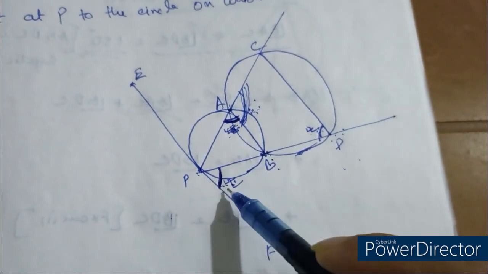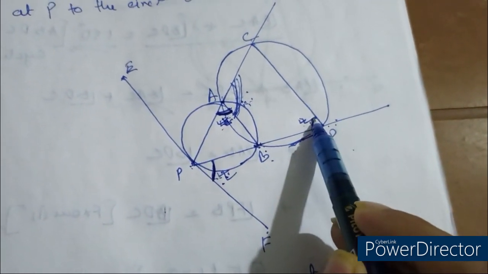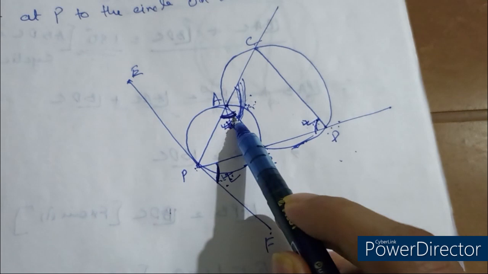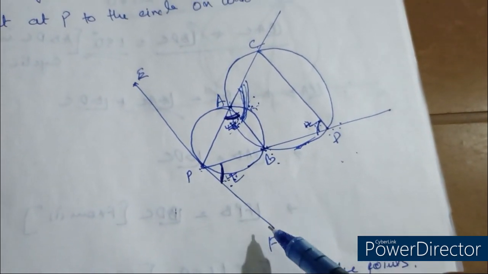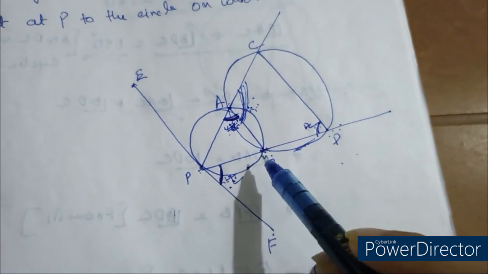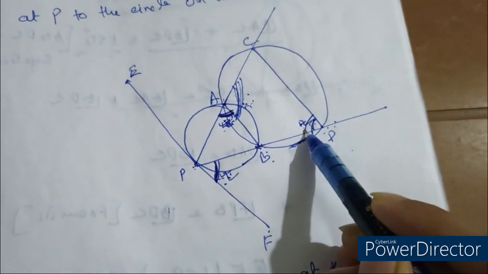Already I have said this angle is equal to this angle. And now what I have got, this angle is equal to this angle. So therefore I can say this is equal to this and this is equal to this. So therefore I can say that angle FPB is equal to angle BDC. This angle will be equal to this one.